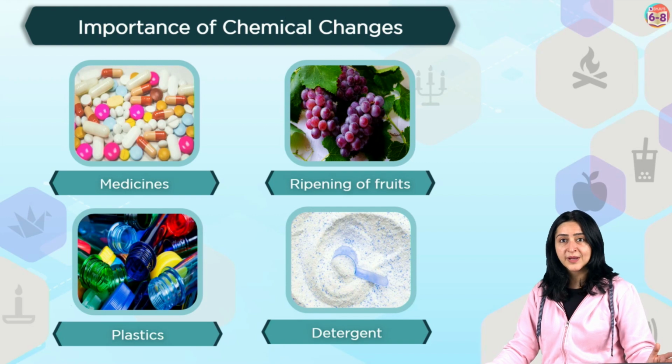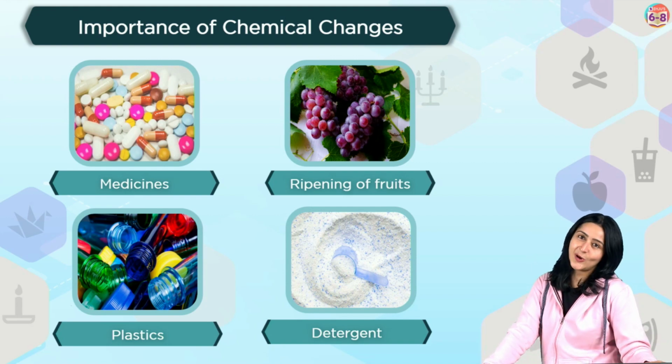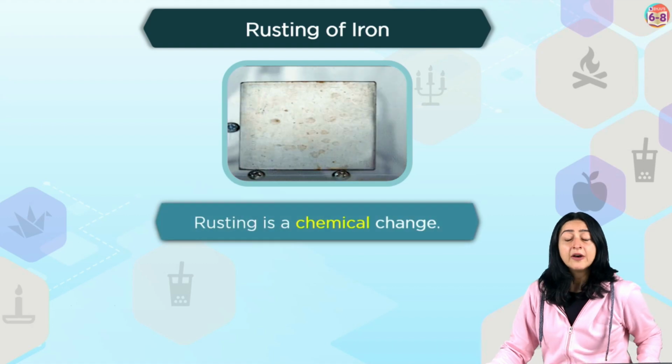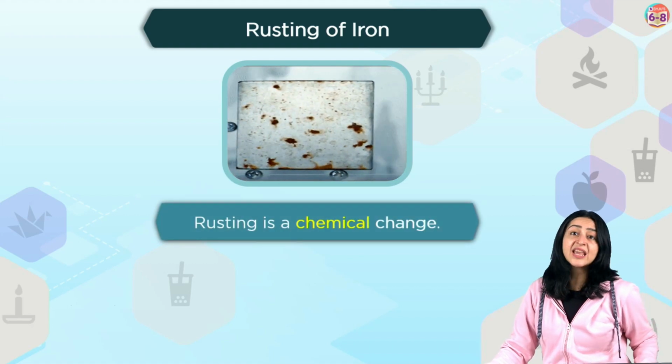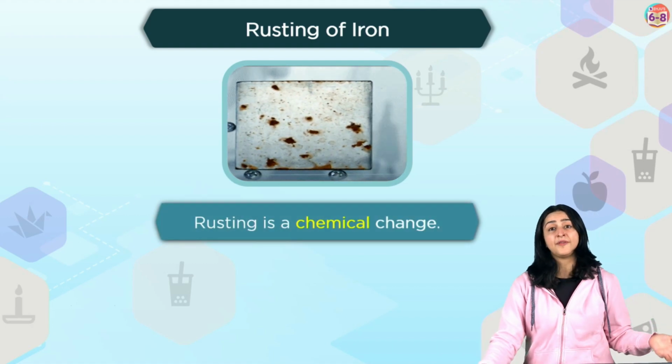They help us in a lot of ways, but then like a lot of other things in life, sometimes there are some things which are not so great. For example, rusting. Rusting is a very common example of a chemical change.